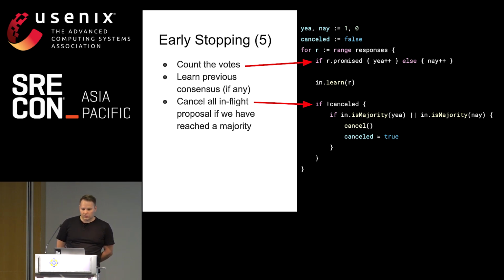So we still count. If promised, then yes. If not, then no. We still learn. There could have been previous consensus. And as long as the request is not cancelled, every time we pass a response we check if the majority is either for yes or for no. We could have a majority for no, so we have to check this as well. And if that is the case, we cancel the whole context, set the variable cancelled to true to just avoid going into this part of the loop again. This is probably not really performance relevant.